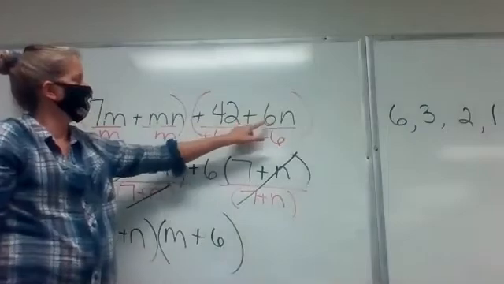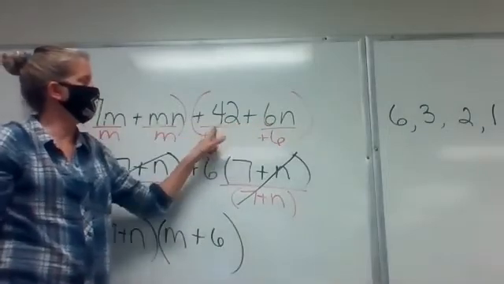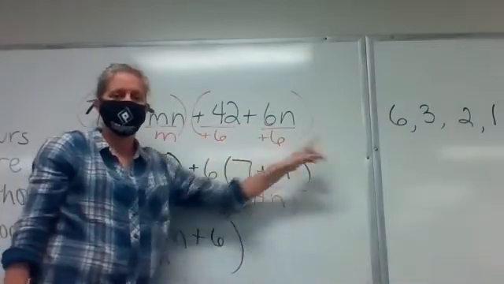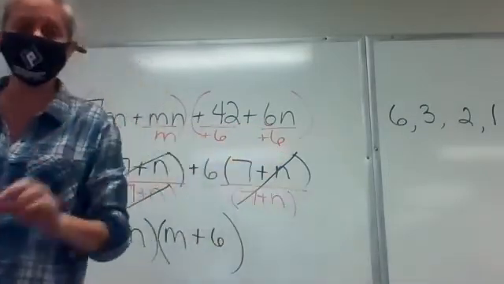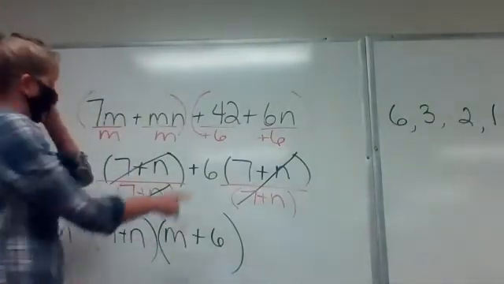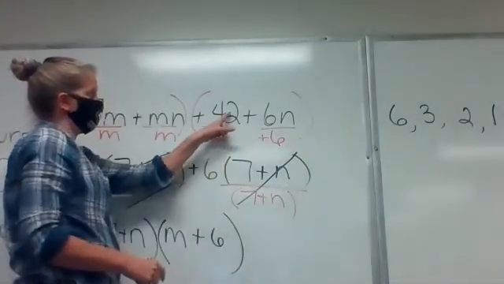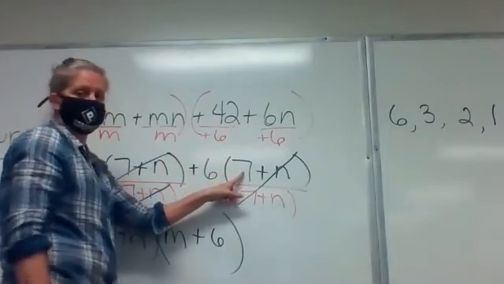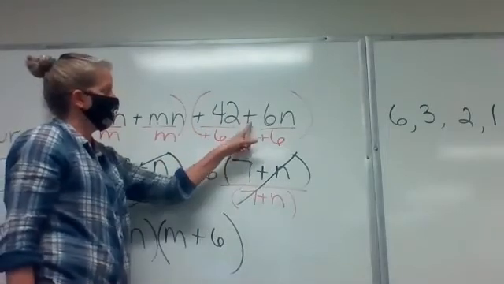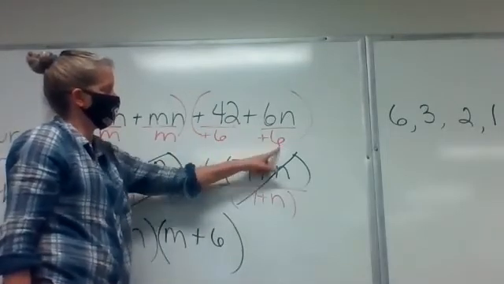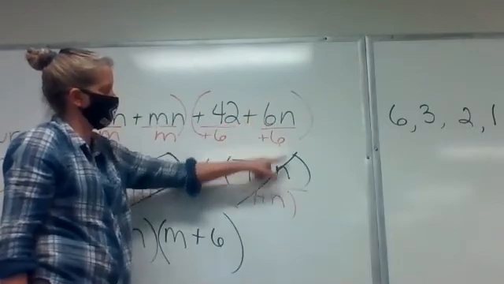Over here, I have a 42 and a 6. So over there, I found out 6 is the biggest number that goes into both of those. So I'll pull out a positive 6 and then do my division. 42 divided by 6 gives me 7. Plus, if I pull the 6 out of here, all that's left is the n.